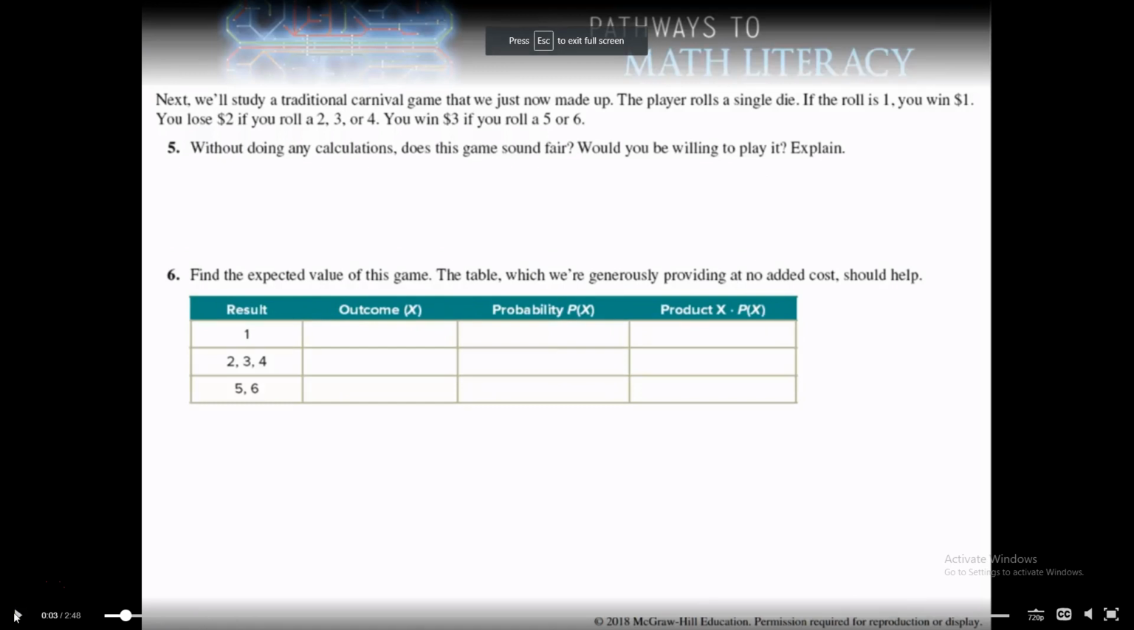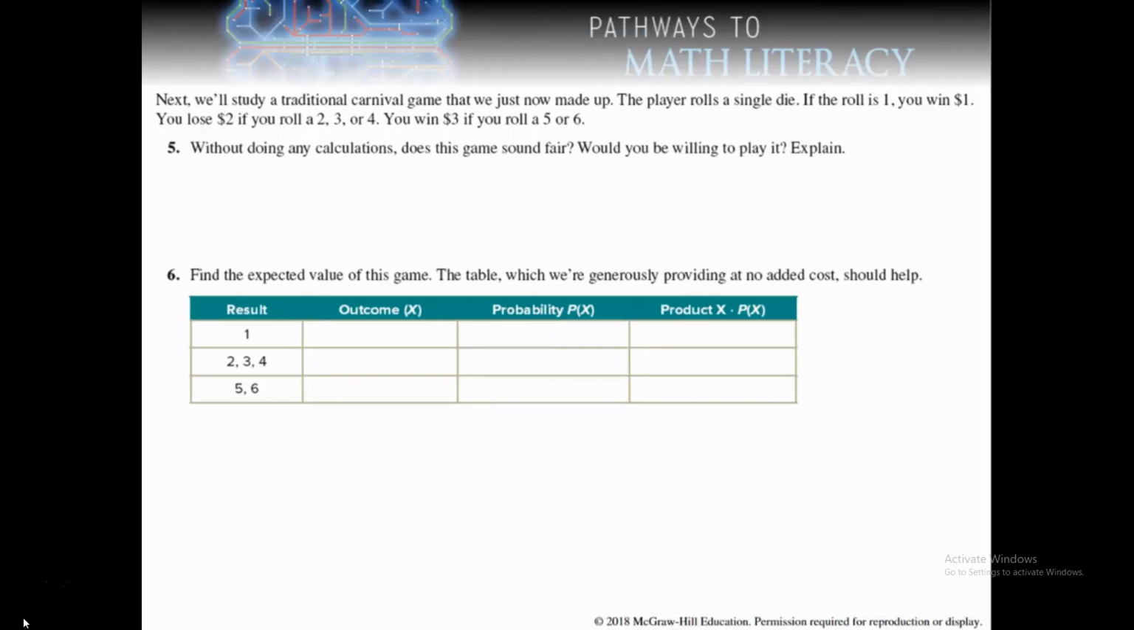Here we're looking at a carnival game where you win different dollar amounts depending on what number you roll on a 6-sided die. In question 5, they want you to think about whether you think this game sounds fair and whether you'd be willing to play it. So that's a personal question. Think about your own response. For me, just in general, on principle, math teachers tend not to gamble because we know a lot about probability.